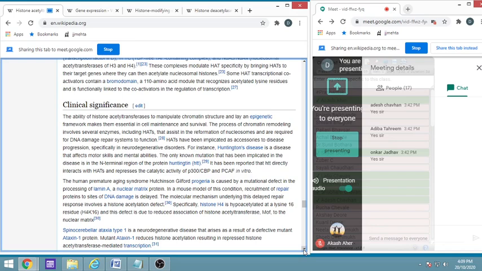Have you heard of progeria anywhere? Does anybody know anything about progeria? Has anybody heard of it somewhere? Okay, that means nobody.